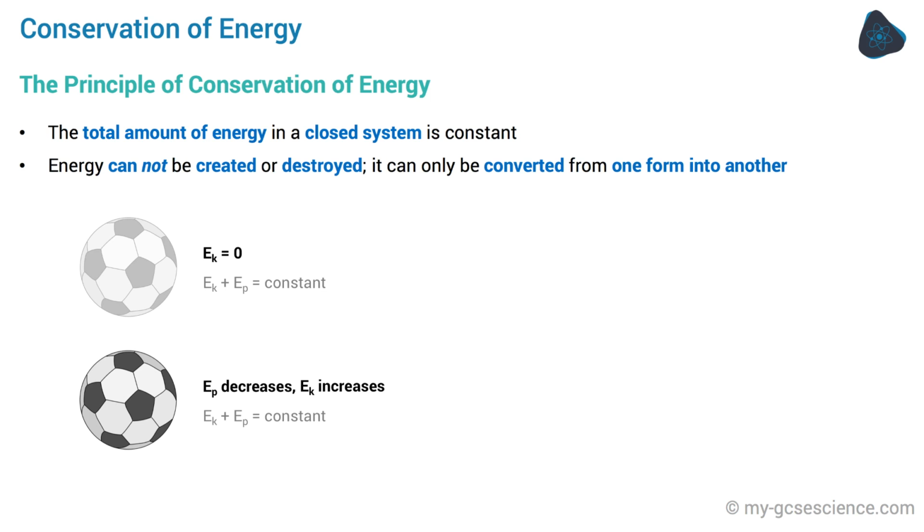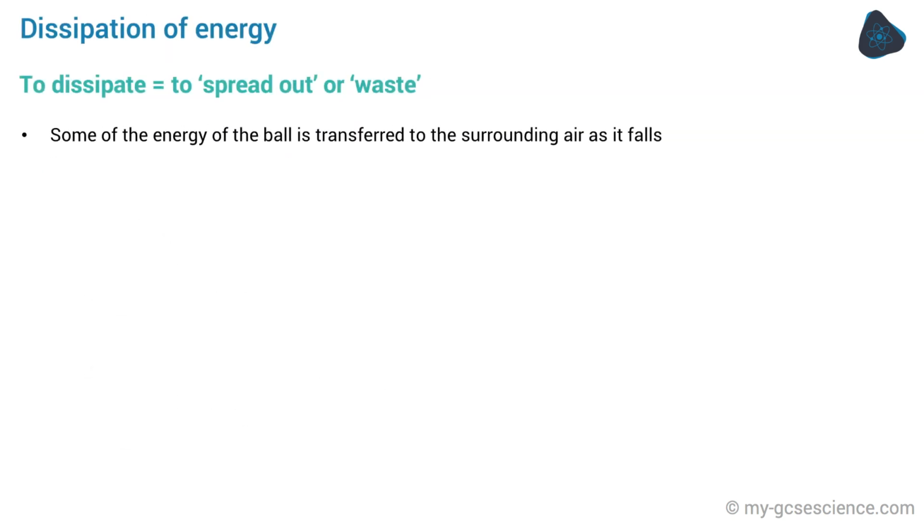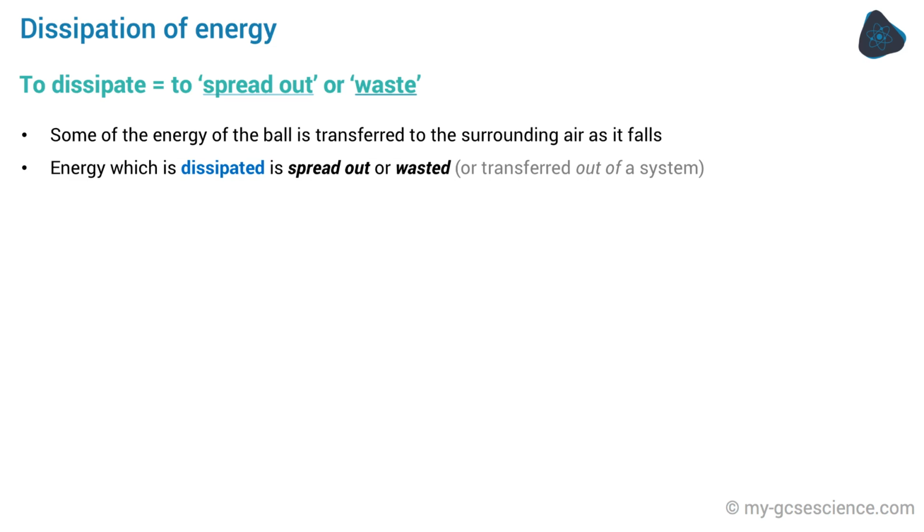I know you might hear about this GPE to kinetic energy malarkey a lot, so what's the big deal? Well, the big deal is that our assumption that no energy was transferred away from the ball as it fell was a bit of a stretch. Most of the systems we're going to think about at GCSE aren't closed, which makes life a little more complex, but more interesting too. In reality, some of the ball's energy will have been transferred to the surrounding air particles as it fell. We say that this energy is dissipated. The word dissipate means to spread out or to waste, so energy which is dissipated is spread out or wasted.